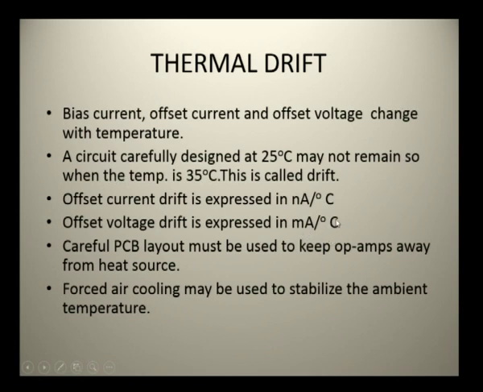So for every increase or decrease in temperature per degree centigrade, there will be 1 nanoamp or 1 milliamp change in the offset current and offset voltage. For which we have to design the PCB very carefully to keep the op amps away from the heat source, and forced air cooling may also be used to stabilize the ambient temperature. And these are all about the DC characteristics of operational amplifier.